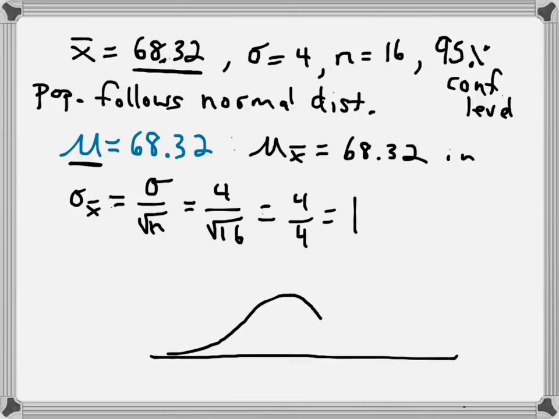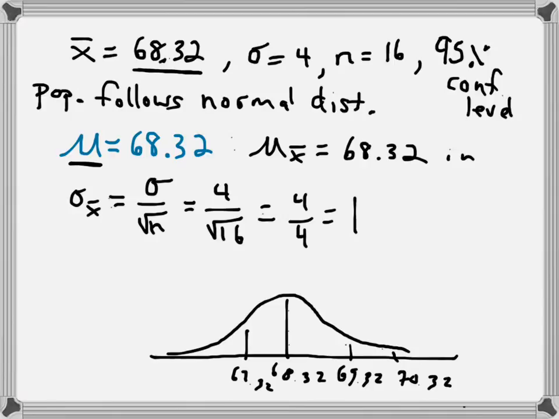So here's what we're going to assume. We're going to assume the true mean is our sample mean, 68.32. But again, this idea of the sampling distribution having a standard deviation of 1 means that here's a standard deviation of 1, so 69.32 is 1 standard deviation, 70.32 is 2 standard deviations, and vice versa here. 67.32 is -1 standard deviation, and here's 66.32, -2 standard deviations.